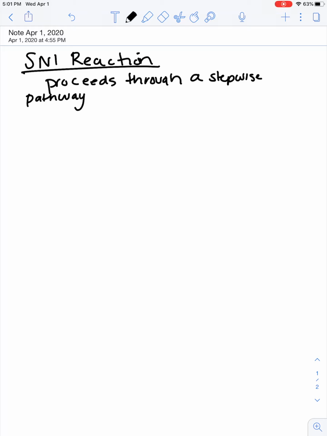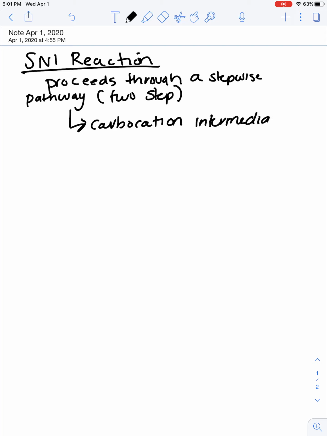Hi everyone, today we're going to continue on with chapter 6. We're going to be talking about the SN1 reaction today. So an SN1 reaction is going to proceed through a stepwise pathway. This is going to be a two-step process. An SN1 reaction is always going to have the formation of a carbocation intermediate.